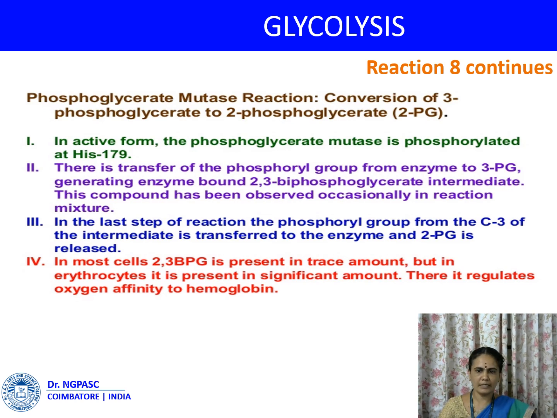In most cells, 2,3-bisphosphoglycerate is present in very trace amounts, but in erythrocytes it is present in significant amounts. There it regulates the oxygen affinity of hemoglobin.